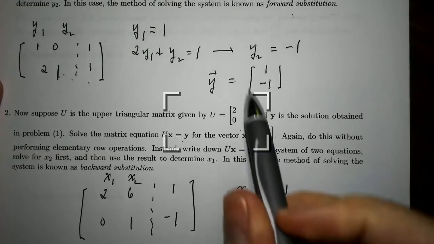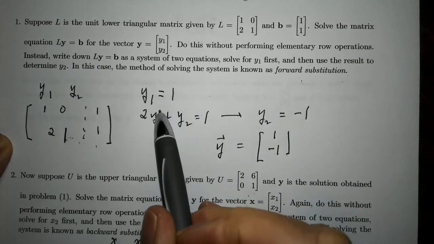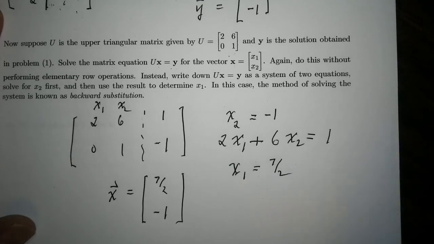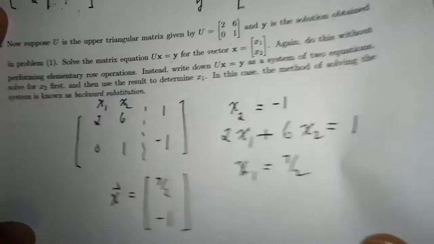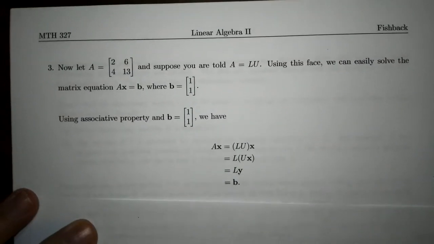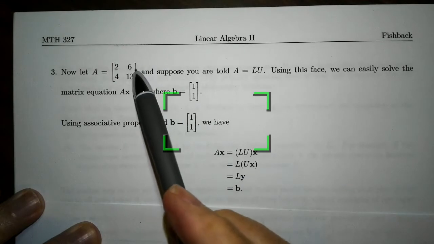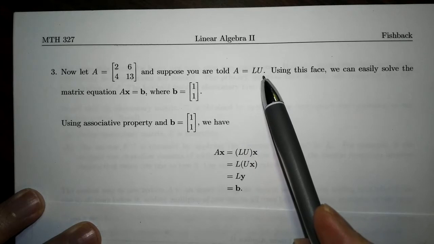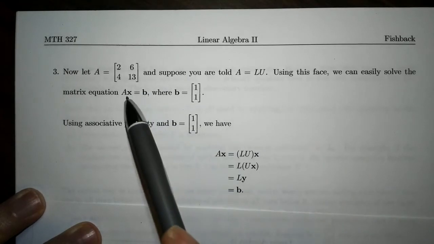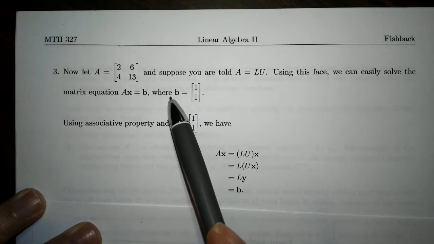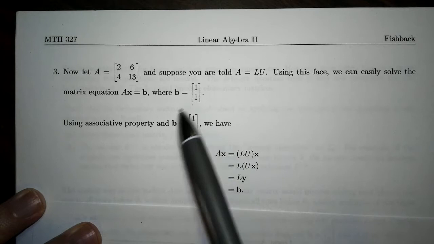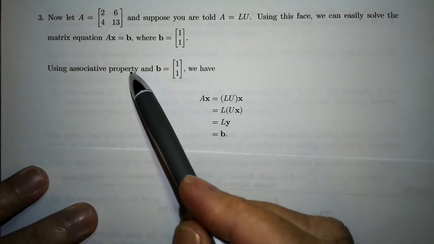You'll note that on this page, for the unit lower and for the upper triangular, I simply wrote down a few simple equations. I didn't actually have to perform elementary row operations. Now, suppose I told you that the matrix A, which is 2, 6, 4, 13, factors as L times U. And suppose we wanted to solve the system AX equals B, where B is that 1, 1 on the previous page. We've really done it already, using the associative property.